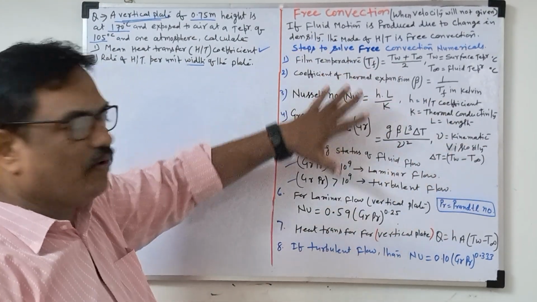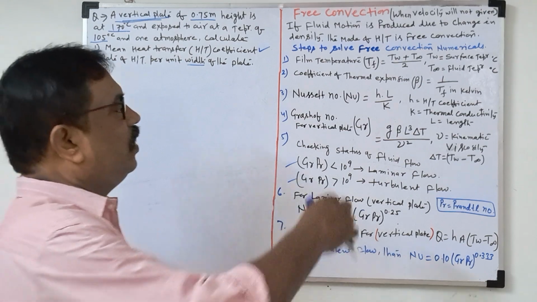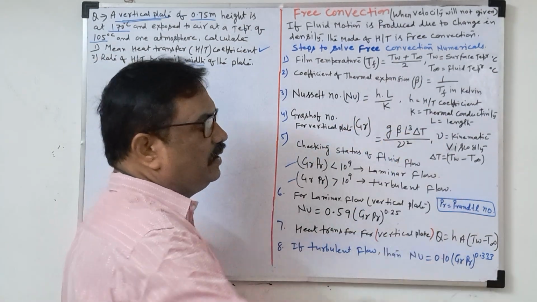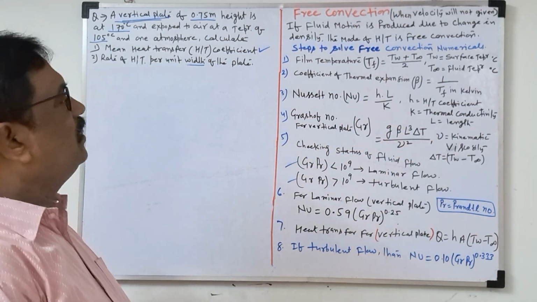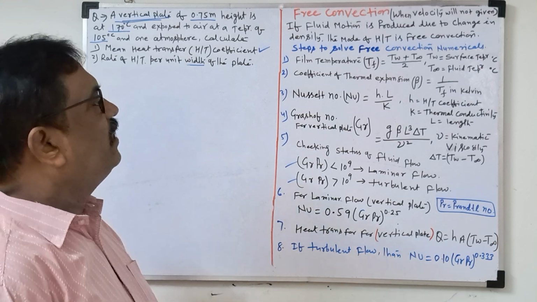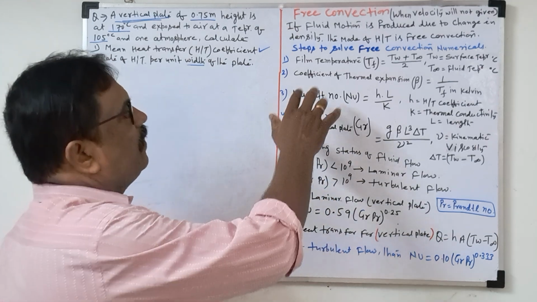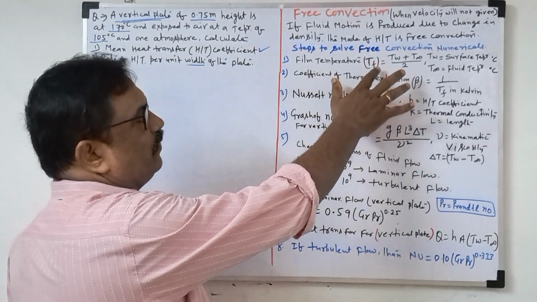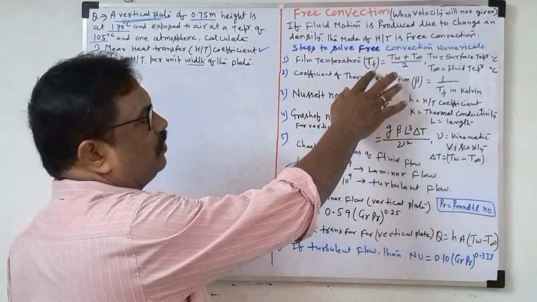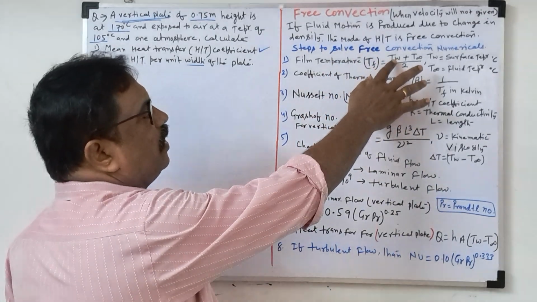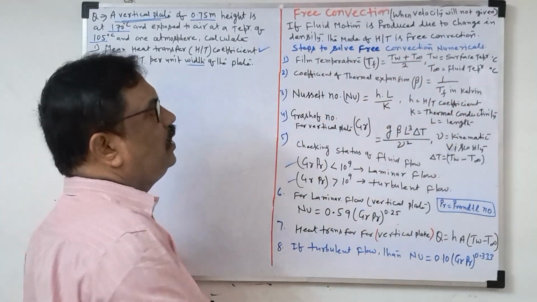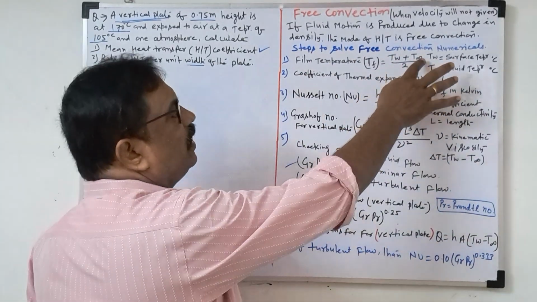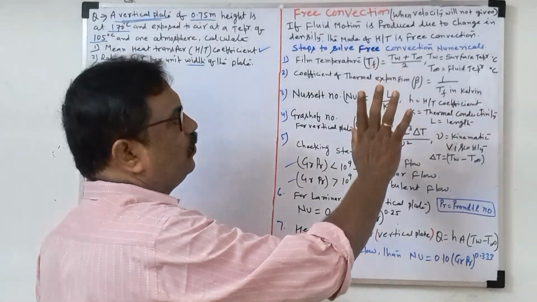These are the steps you have to follow to solve the question. This formula and all will be there in the data book. So what are the steps to solve the free convection problem? First, as usual, like forced convection, we find the film temperature. Film temperature Tf equals Tw plus T infinity divided by 2. Tw is nothing but the surface temperature, and T infinity is the fluid temperature.